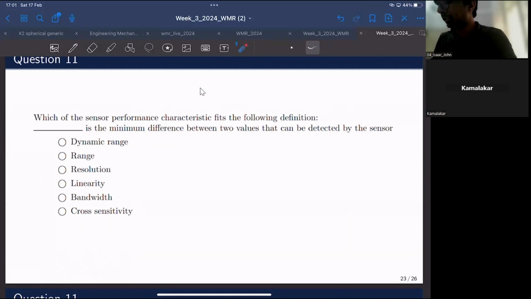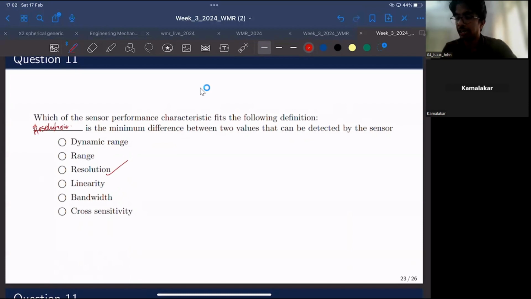Minimum difference between two values. So is it dynamic range? Is it range? Is it resolution? Is it bandwidth? The correct answer by definition is indeed resolution. Actually, resolution. Right?